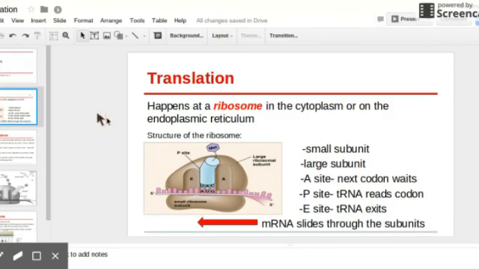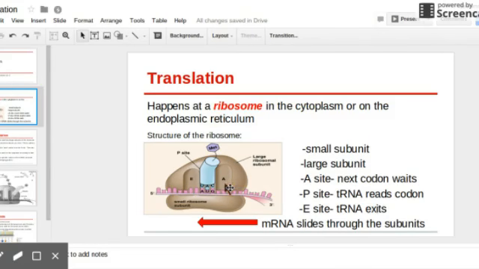Think of the ribosome as a hamburger bun. There's a small lower subunit and a large upper subunit. The mRNA strand travels between the two subunits for processing. There are 3 sites on the upper large subunit: the A site, the P site, and the E site.